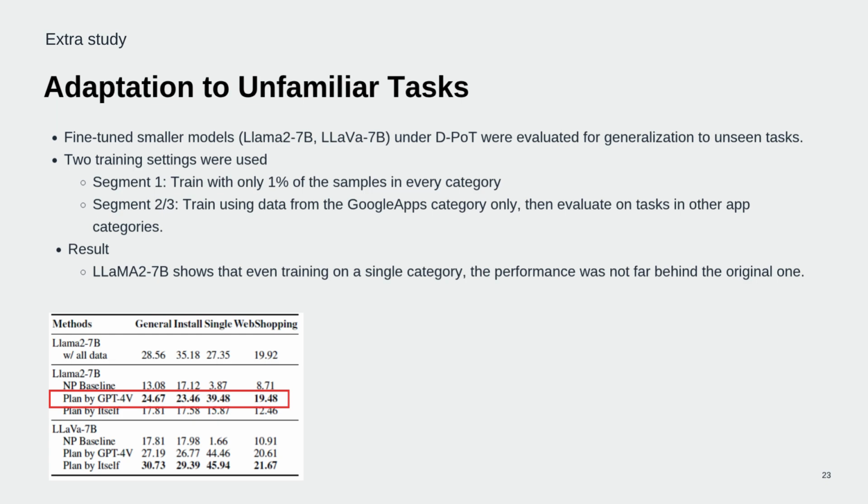The Llama 2 7 billion model shows that even when training on a single category, the performance was not far behind the original one. I think one limitation is that they are powered by GPT-4V for the planning part, which is not great, I think.